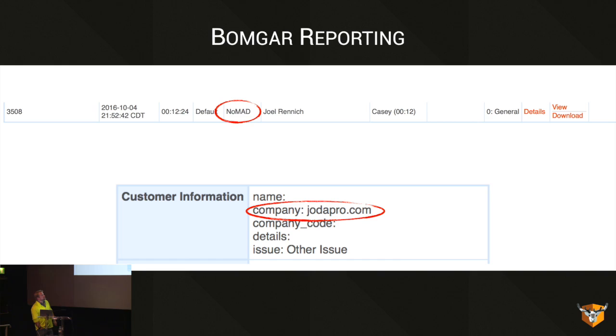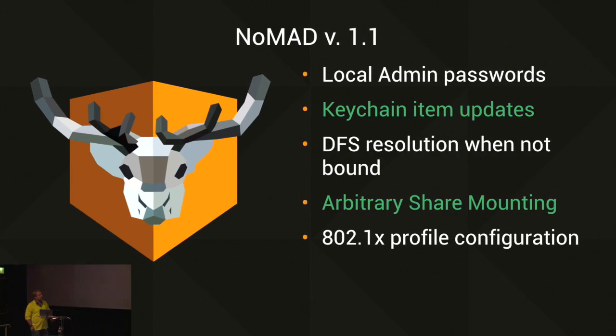And this is an example. If you use Bomgar, you'll see that it came in from NoMAD, so you can filter it out maybe. The company, some other functionality. We found it to be really handy, because otherwise, a lot of times we don't know exactly who's calling us. So this just stops the 20 questions when we're interacting with the user.